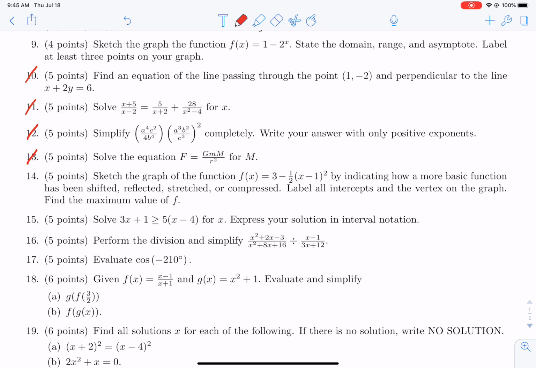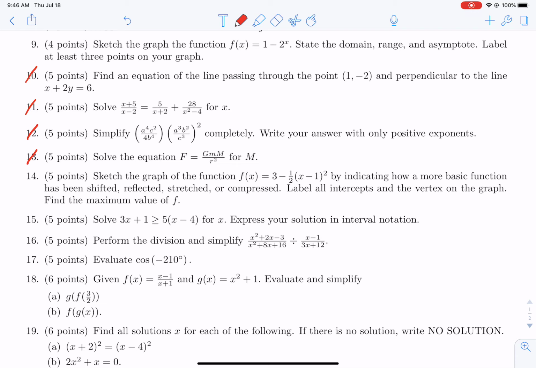Yeah, so it's not something that you want to worry about. The stretches, yeah. So the most important thing will be, do you know the vertical shift? 3, yeah. Do you know the horizontal shift? Yes. And the negative sign in front of the 1/2 tells you that it's being reflected. The 1/2 is not going to matter much when you sketch this.